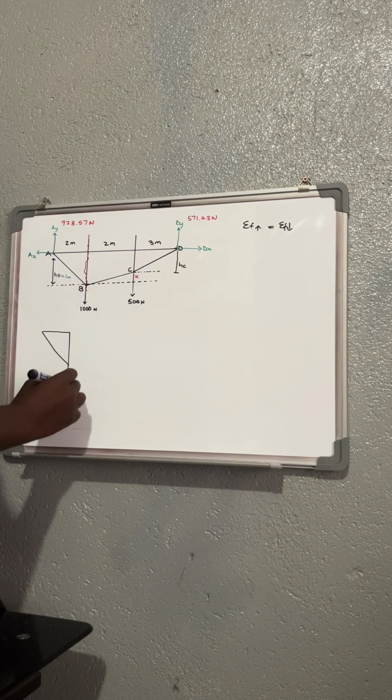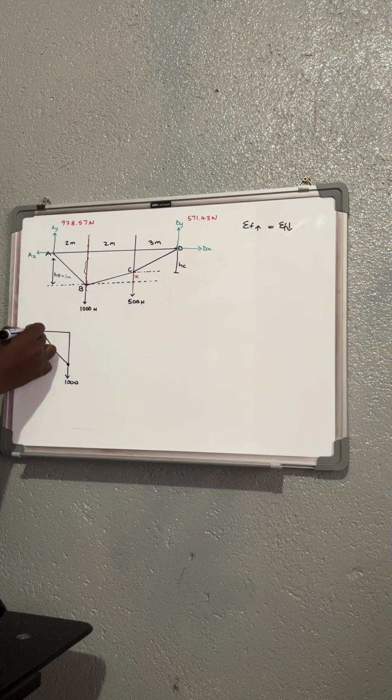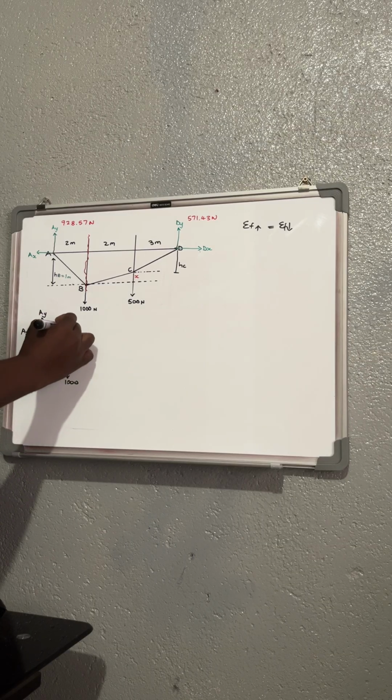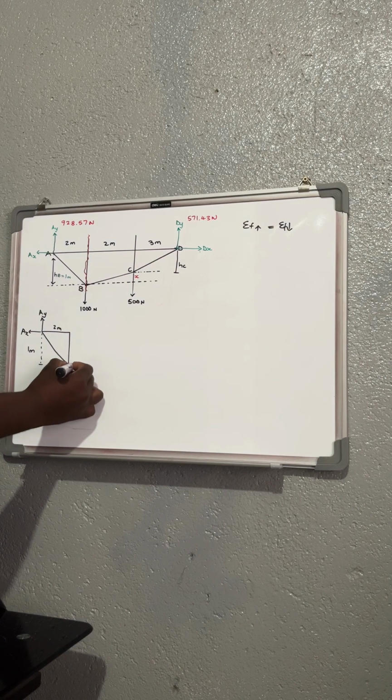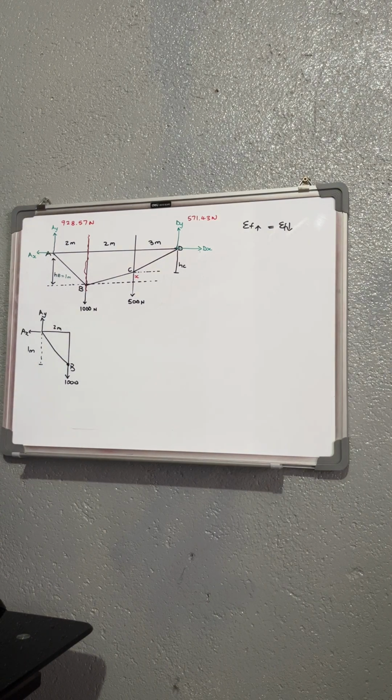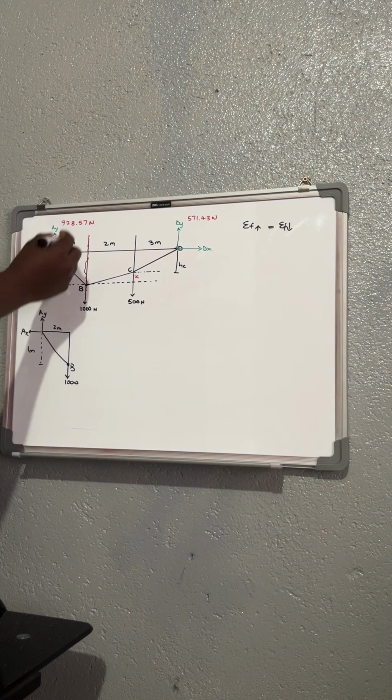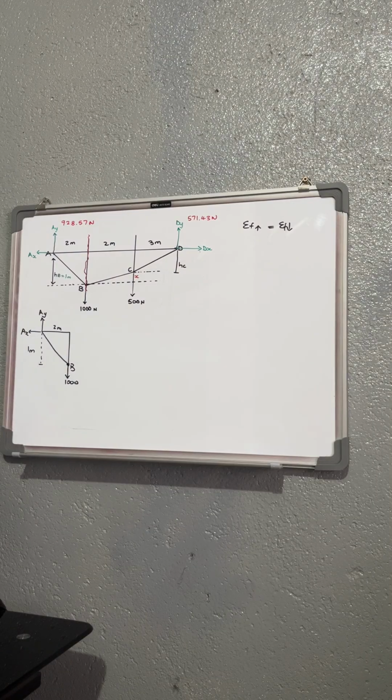triangle to work with. Remember, you're having this, then this is where you're having that 1,000, then you're having your ax and your ay. You have your 2 meter, then this side you have that 1 meter. So now we're going to be taking some of our moment around B to find our ax, because remember this one is given, it's here. What are we going to say?